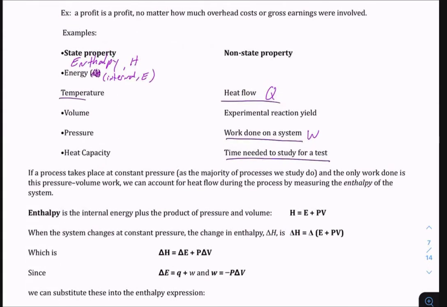All right. So, if a process takes place at constant pressure, like say a chemical reaction takes place at constant pressure, which, by the way, where do we do our labs? In the lab, where the air pressure, do I manipulate the air pressure in that lab in any way? No. So every lab you do is carried out under constant pressure. Okay? The majority of the processes and study that we do takes place under constant pressure. So the only work done is pressure volume work.